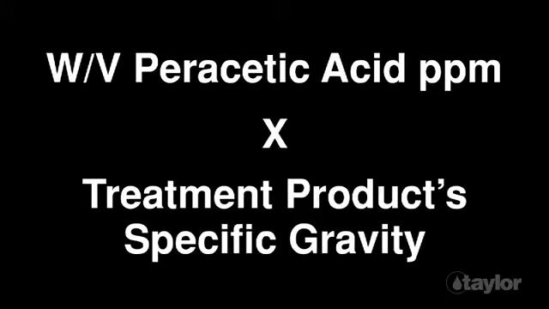Note: to convert peracetic acid from weight to volume to weight, multiply parts per million peracetic acid by the specific gravity of the treatment product found on the product's label, MSDS, or Certificate of Analysis.